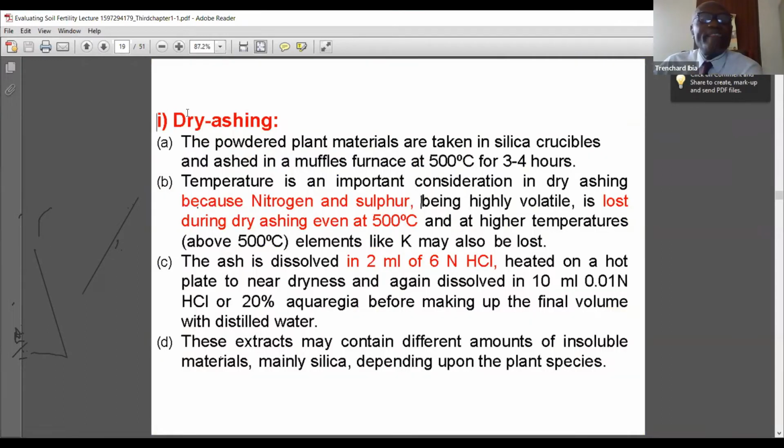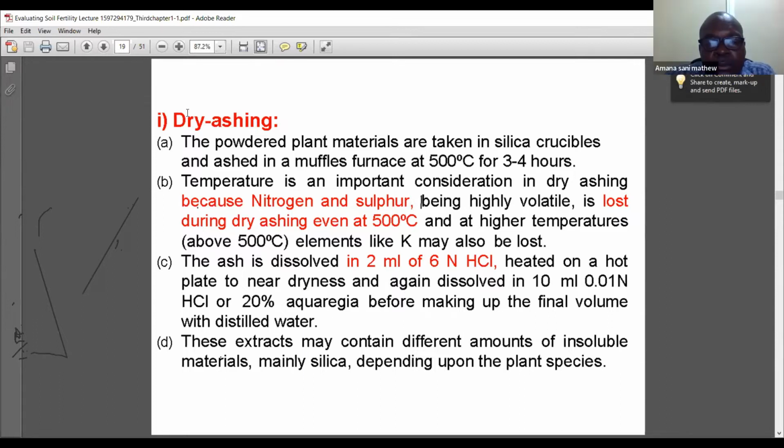Dry ashing. The dry ashing involves putting the ground plant material in silica crucibles and ashing in a muffle furnace. You just char it, it becomes powdery ash, in 3 to 4 hours. The temperature is an important consideration in dry ashing because nitrogen and sulfur, being highly volatile, are lost during ashing at that temperature. So ashing is not suitable for many elements.